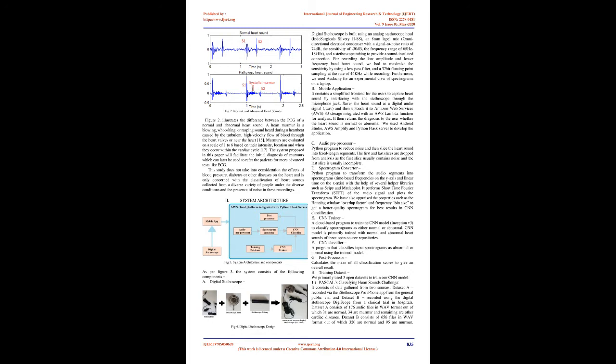For recording the low amplitude and lower frequency band heart sound, we had to maximize the sensitivity by using a low-pass filter, and a 32-bit floating point sampling at the rate of 44 kHz while recording. Furthermore, we used Audacity for an experimental view of spectrograms on a laptop.